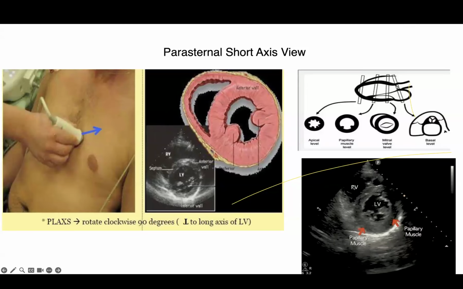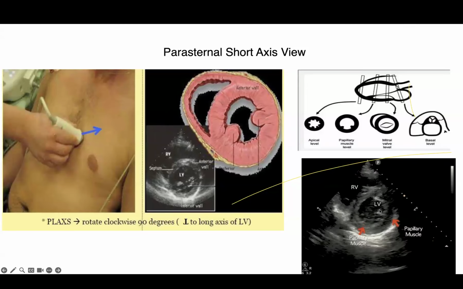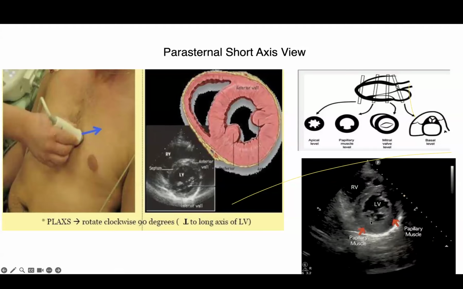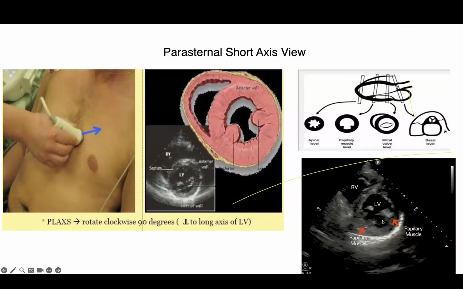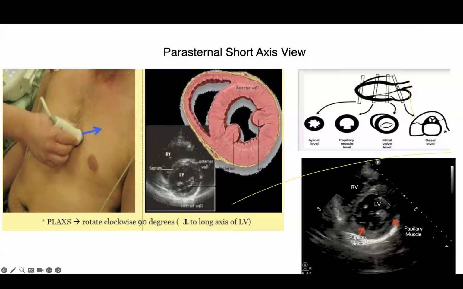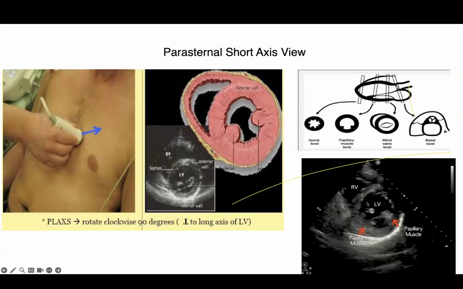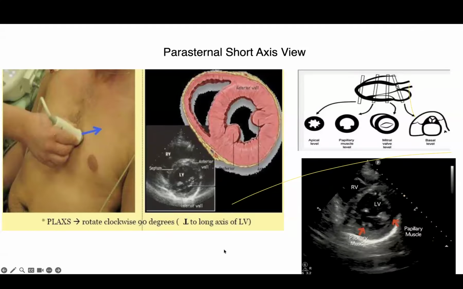So you see the LV and the RV. The important thing is for assessment of the LV function, you need to keep the echo probe at the mid papillary level. That is when you will be able to get a clear assessment.